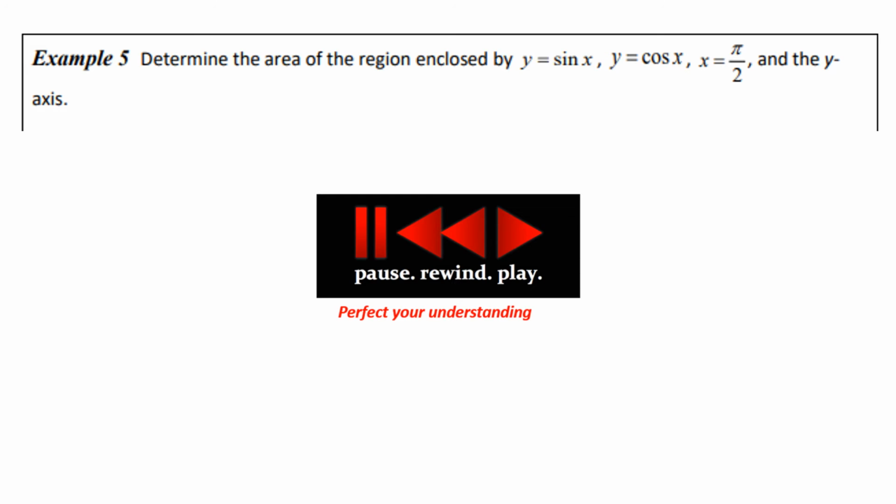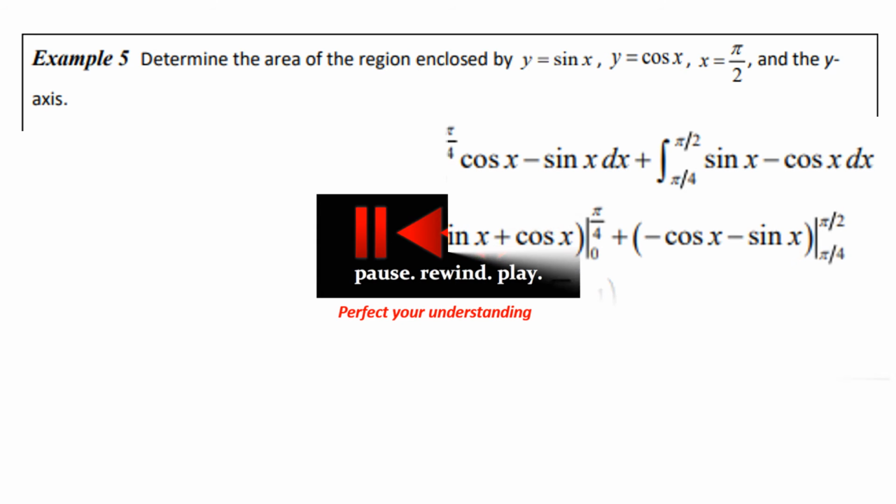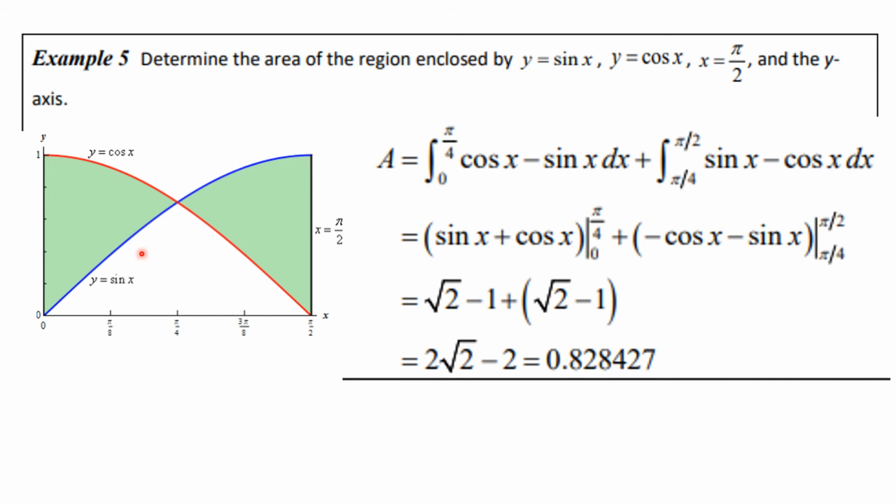Let's see how you did. Again, you have to be able to sketch the graph of the trig functions. This is the cosine function. This is the sine function. The area between them is going to be this green area and this green area.